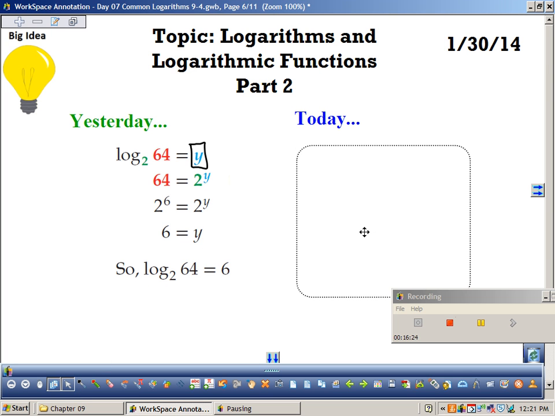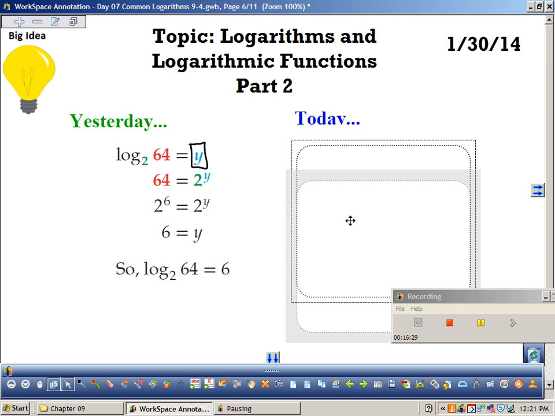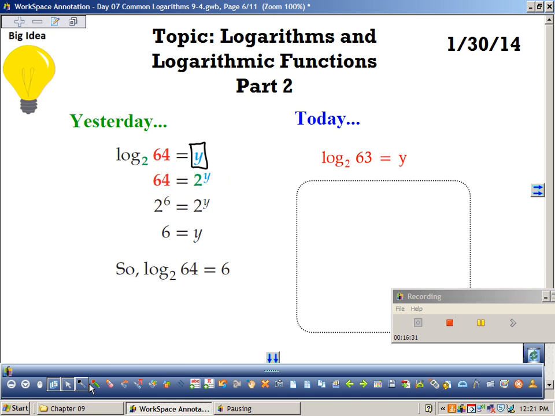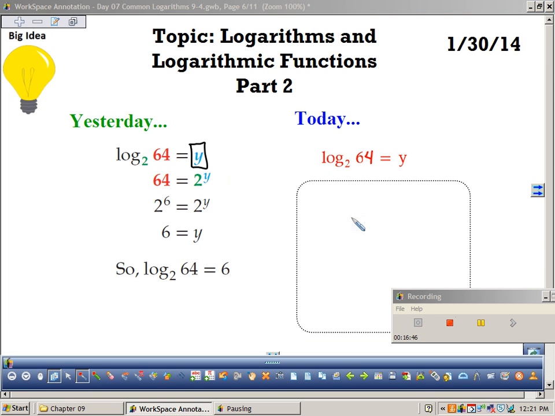Okay, you want to see how it changes? I'm going to make the change right in front of you. Let's change this to 64. How's that sound? I want to show you how much easier this is.